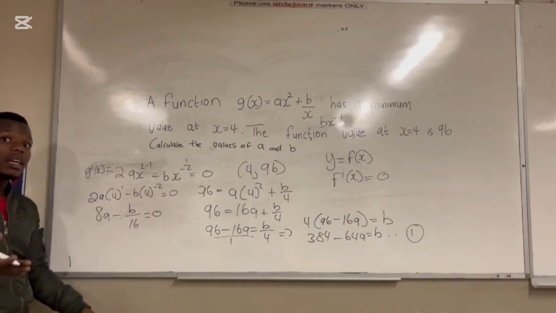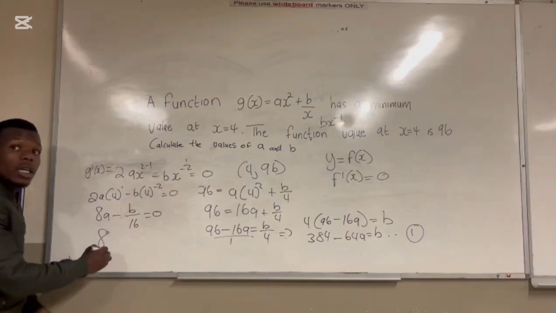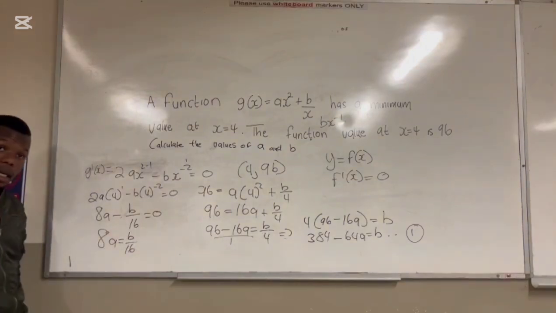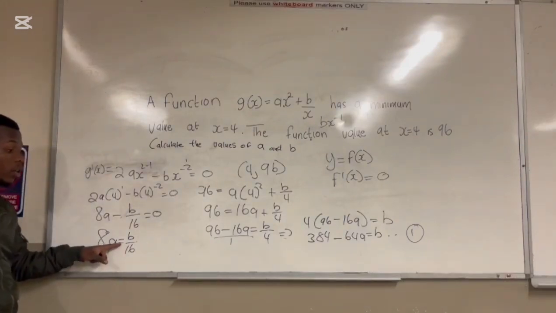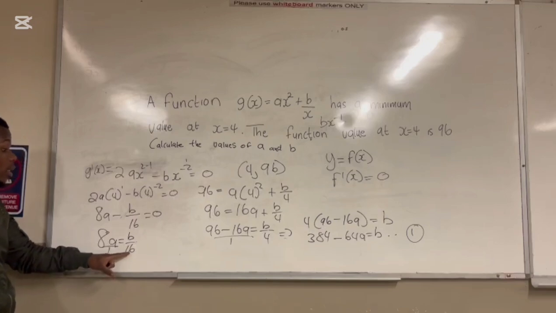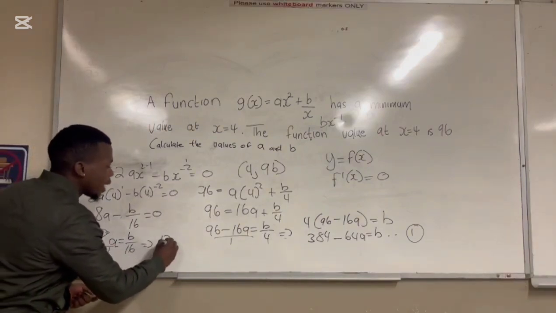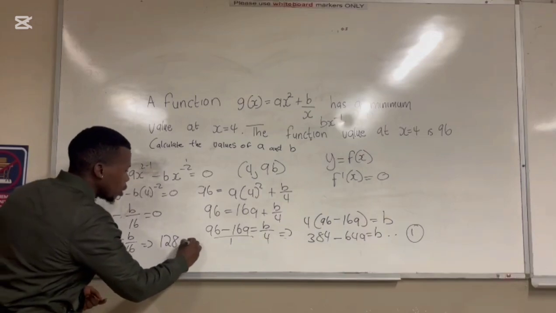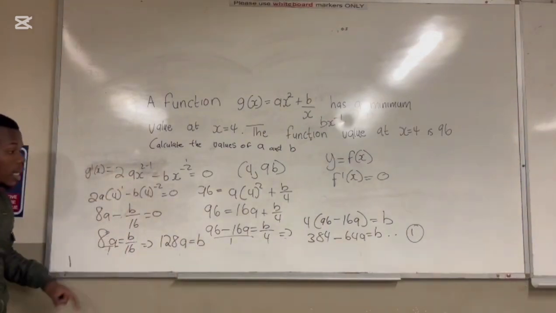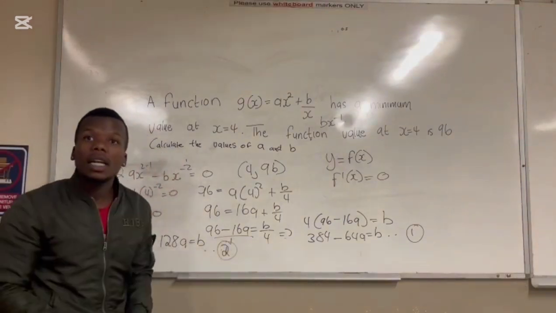Let's remember something. Everything that jumps the equal sign changes the sign. This will be 8a, which is equal to b over 16. And then I will do what? Remember, I have an equal sign, I have a fraction. All I need to remember is cross multiply. This will be 16 multiplied by 8a, which is equal to 128a, which is equal to b, because I said b multiplied by 1. Then this can be equation number 2.